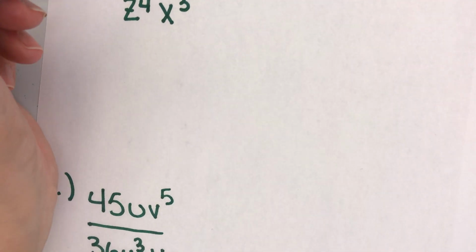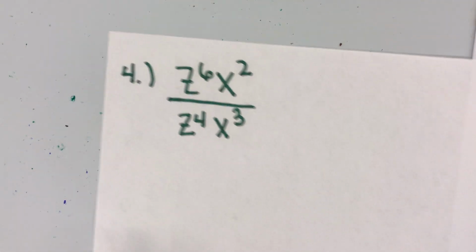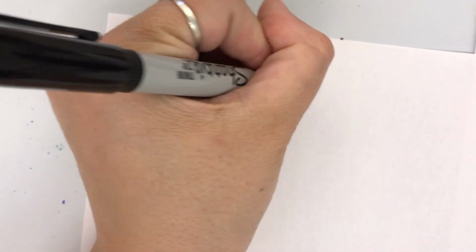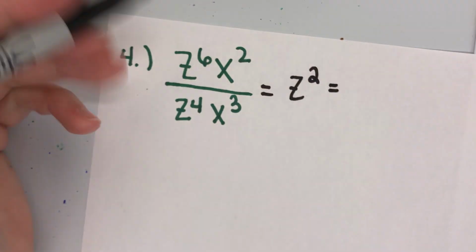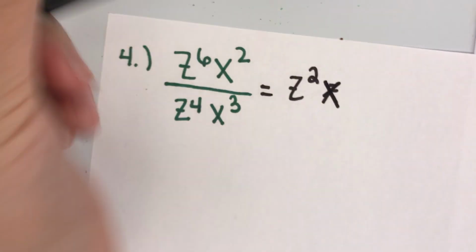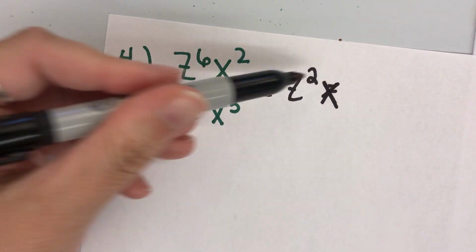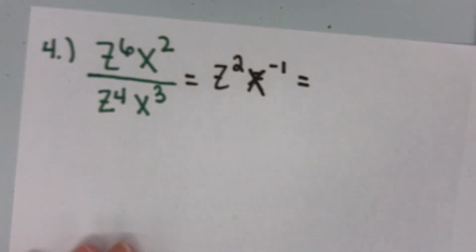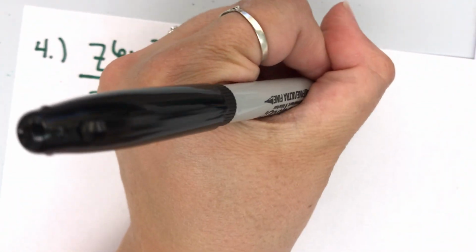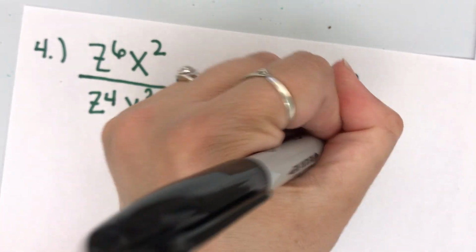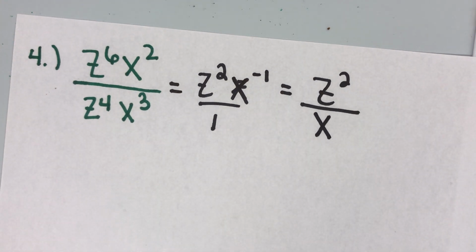Number 4 here. I have z6 and z4. So I'm going to do the subtraction. I get z squared. 2 minus 3, I'm sorry, that should be an x. z6, z4, 6 minus 4 is 2. 2 minus 3 is negative 1. But again, I can't have a negative exponent. So I would keep z squared in the numerator, and I would move the x to the first down to the denominator.